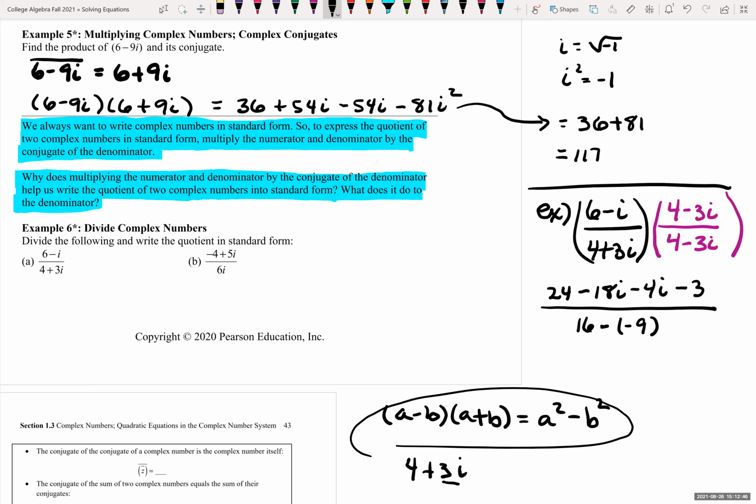9. Okay, so let's combine like terms in our numerator. And so 24 minus 3, that gives us 21. And then negative 18i minus 4i, that gives us negative 22i. All over 16 minus a negative, so 16 plus 9, which is 25.